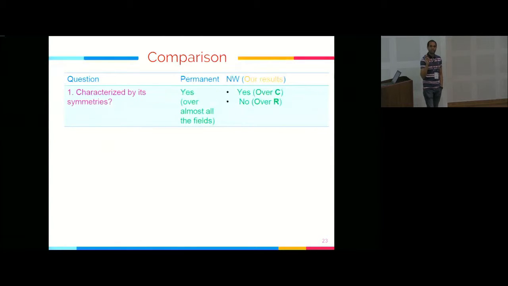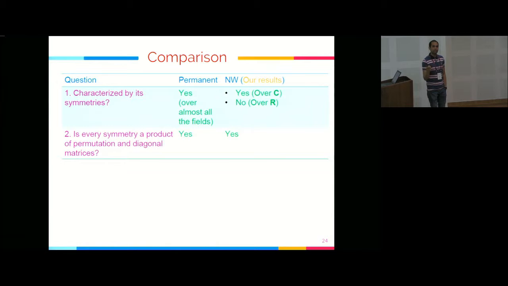So first is characterization by symmetries. It was shown by Mulmuley that almost over all the fields, I'm not sure who is the author, but it was known that this result is yes for the permanent for almost all the fields. But we showed that for design polynomials, if the field is complex numbers, then the answer is yes. But if the field is real numbers, the answer to this question is no.